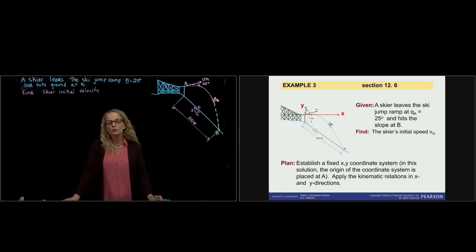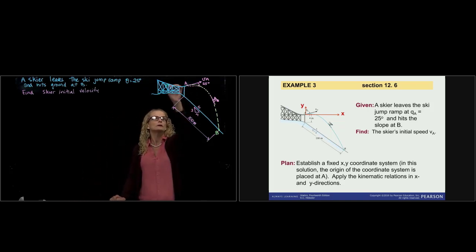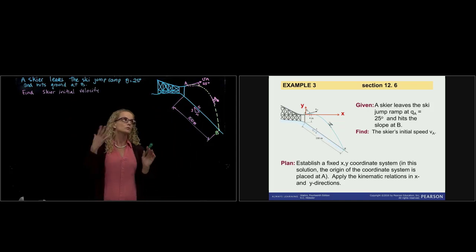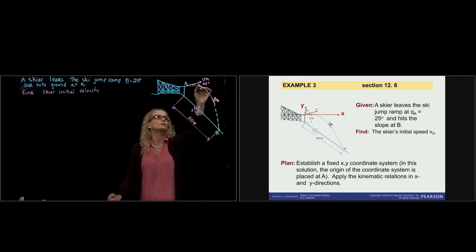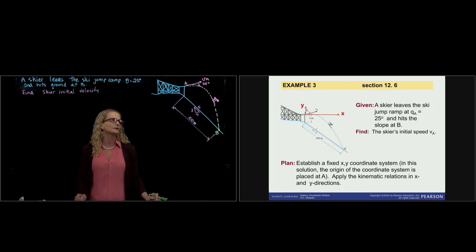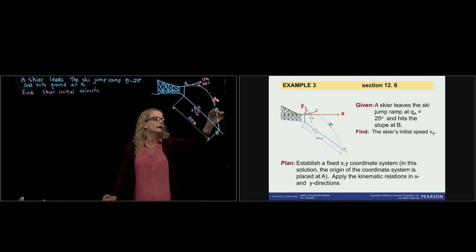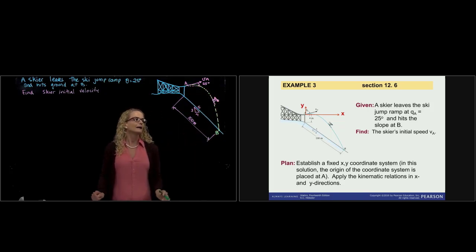Hi, this is example number 3 from section 12.6, and we are here talking about parabolic motion. As you see here, we have a skier that leaves the ramp with an initial velocity which is unknown, but we have the direction of that initial velocity, which is an angle of 25 degrees. So he flies through the sky with a parabolic motion, and he hits the ground at B.